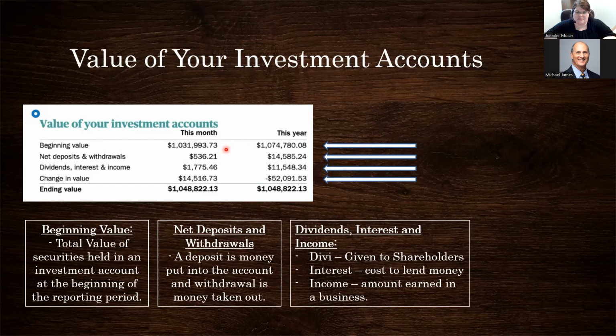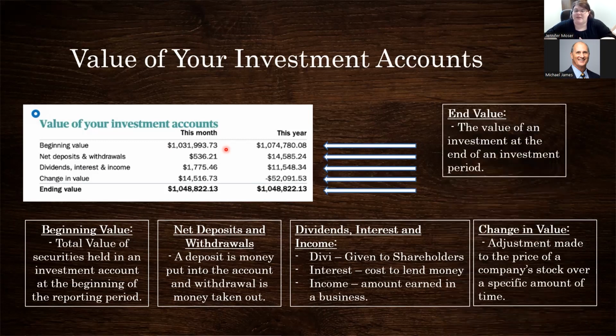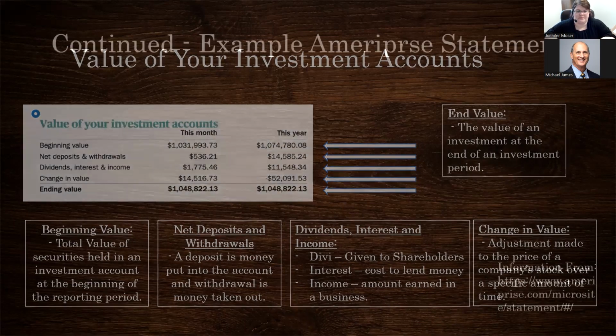Lastly, a change in value. So this is an adjustment made to the price of the company's stock, just over a specific amount of time. So for example, for this one, this month, it's not a negative number, it's actually a positive number. It's 14,000 versus the negative, which overall was 52,000. And then of course you have the ending value of this period. So the ending value is the value of an investment at the end of an investment period.